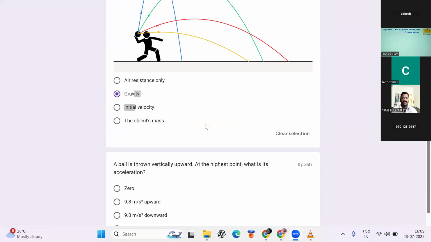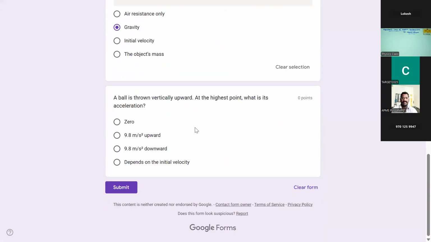Right, and then the final one, the third one. A ball is thrown vertically upward. At the highest point, what is its acceleration? If you throw the ball vertically upwards, it goes up, and at the highest point it will come downwards, as you already know. So at the highest point, what is the acceleration?